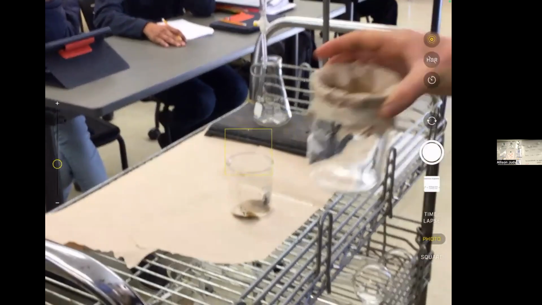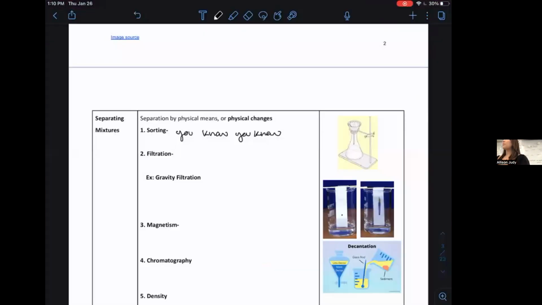And here's why we like it though. Sometimes it's the simple methods that are the most important, that get you the best results. You don't always have to complicate everything. So filtration is taking advantage of particle or state of matter difference.